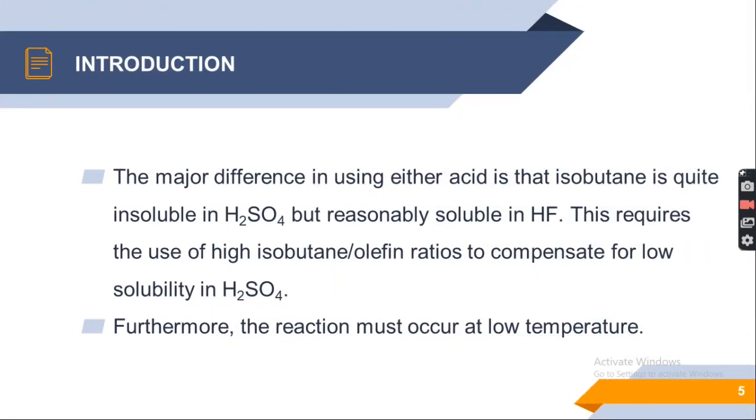The major difference in using either acid is that isobutane is quite insoluble in sulfuric acid, but it is reasonably soluble in hydrofluoric acid. So this requires the use of a high isobutane olefin ratio to compensate for the low solubility in sulfuric acid. Furthermore, the reaction must also occur at a low temperature to compensate for the solubility.